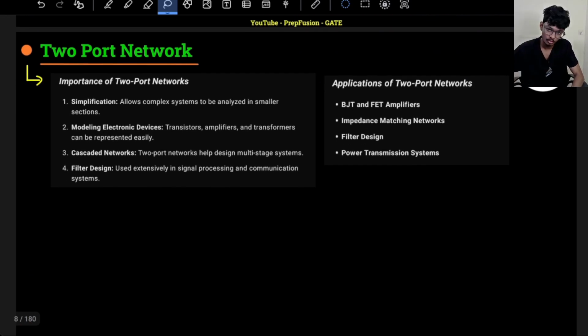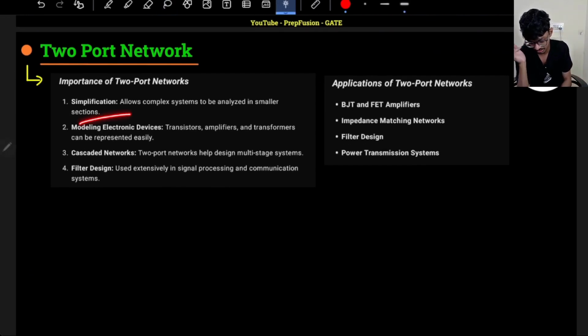So, a few important points on the importance of two-port networks. This is the first one: simplification allows complex networks to be analyzed with much lower computation. We can model electronic devices. You will study in analog circuits how we model the BJT, so those things are easier for analysis purposes. We can cascade two different networks and ultimately find the resultant output of the resultant network. We will see cascading of networks as well. Filter design is also very easy. So these are the applications, you can go through this.